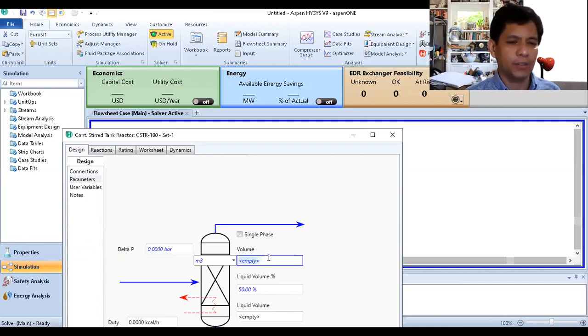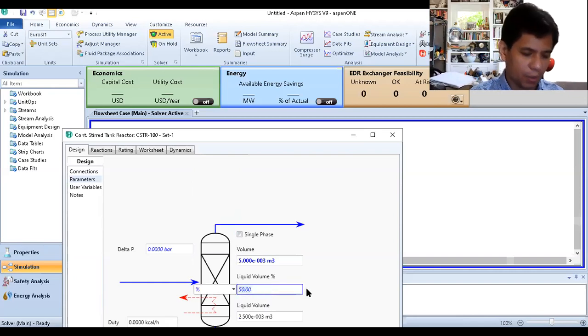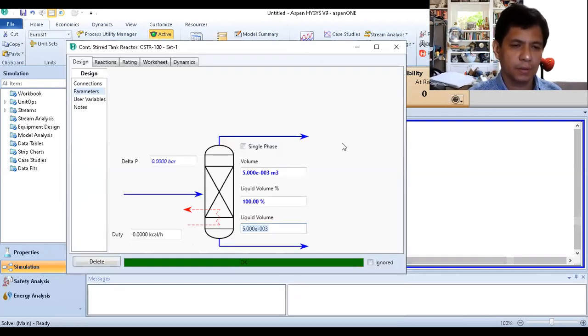Initially kasi mag-a-adjust function tayo. Palalakihin natin yung volume hanggang maabot yung 90%. So, yung pinakamaliit na volume sa industry ay 5 liters. So, lagay nyo dito sa initial volume niya, 5 liters. Tapos, palitan nyo ito ng liters. Tapos, yung liquid volume, kasi nga puro liquid siya, 100%. Kita nyo nag-convert na siya.